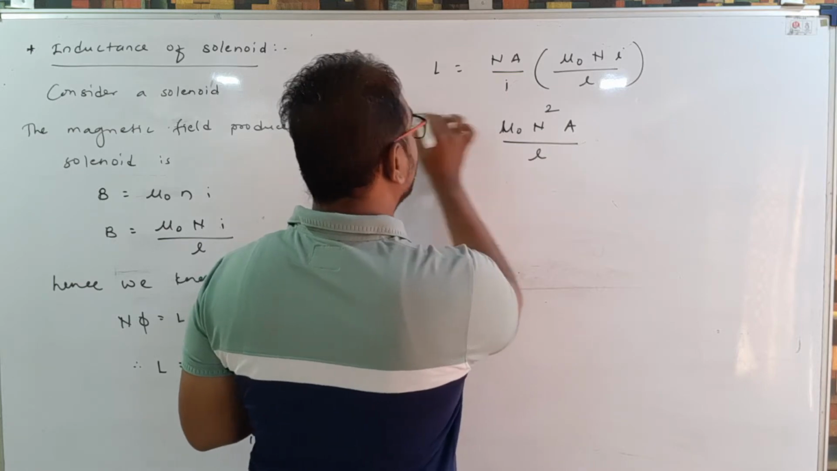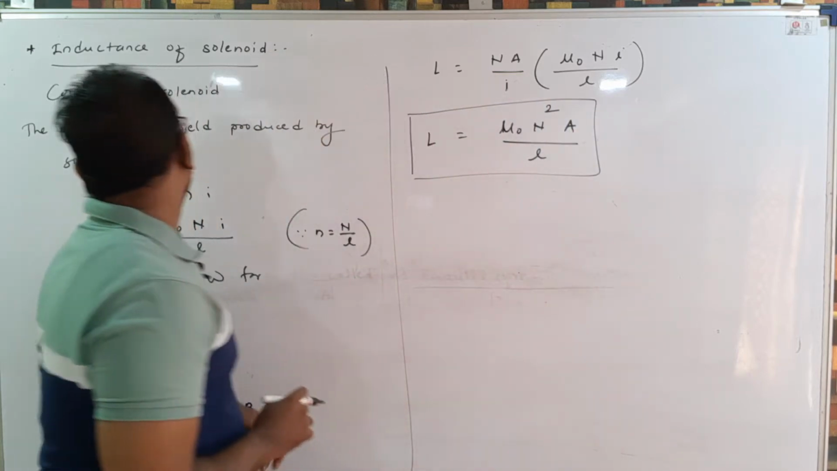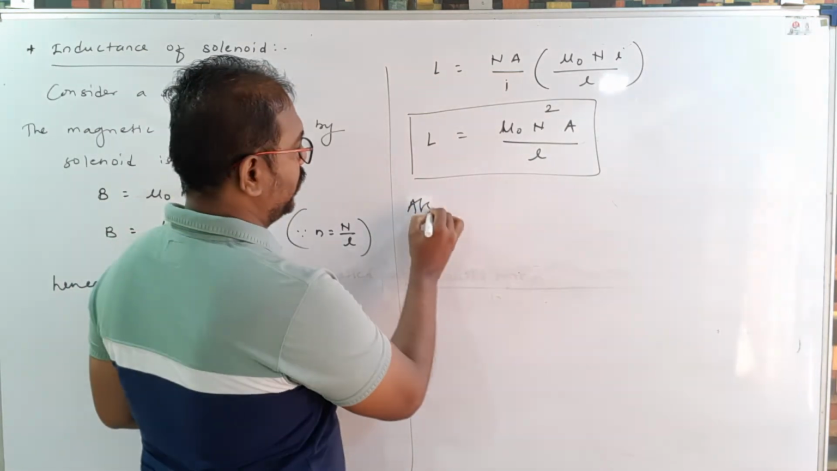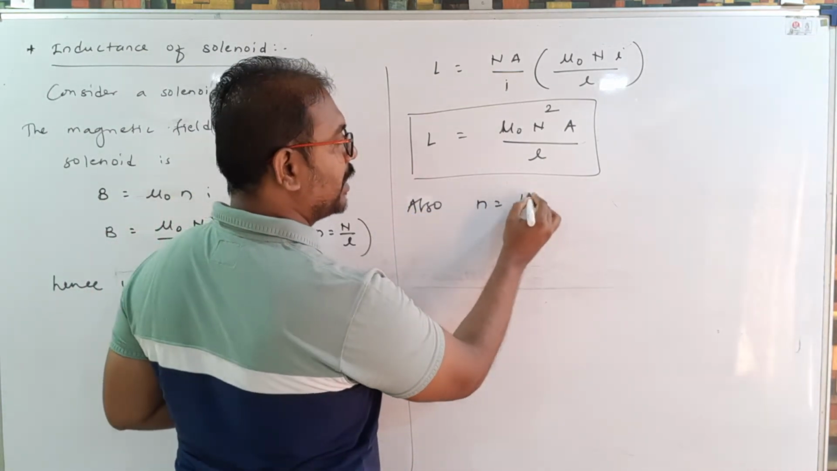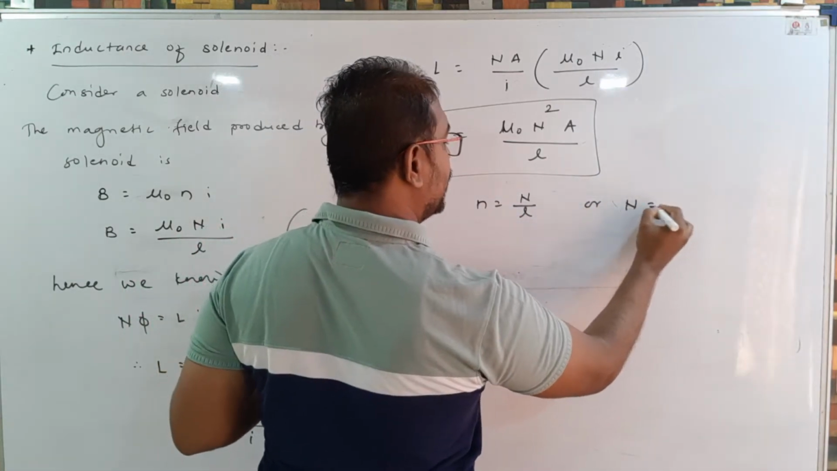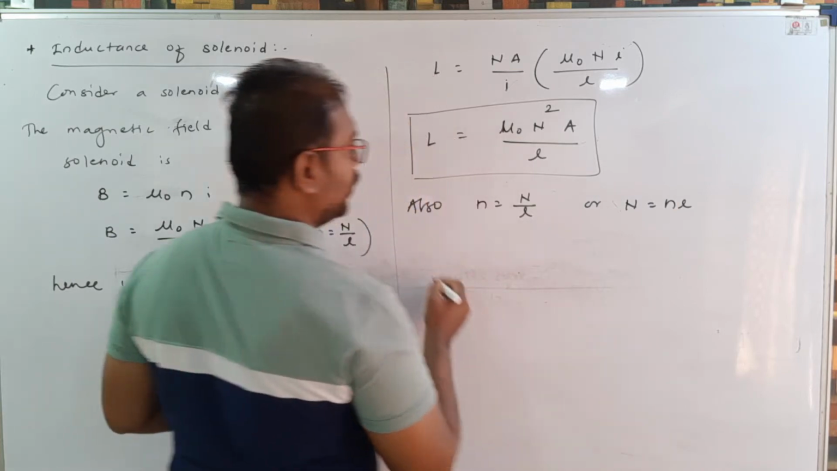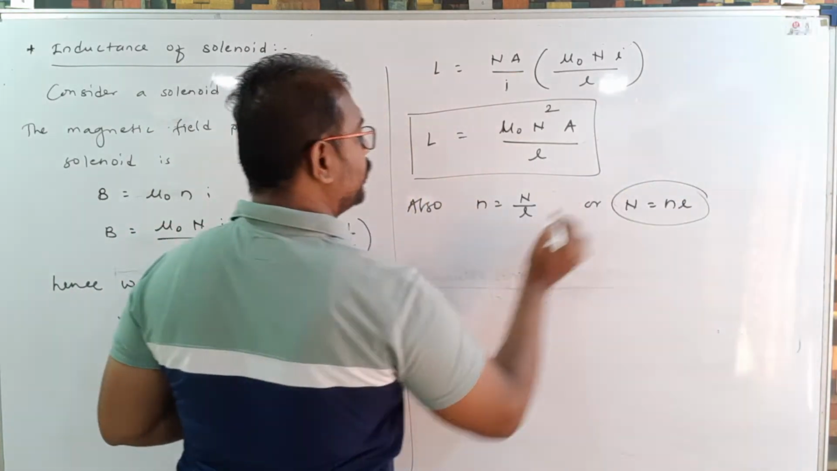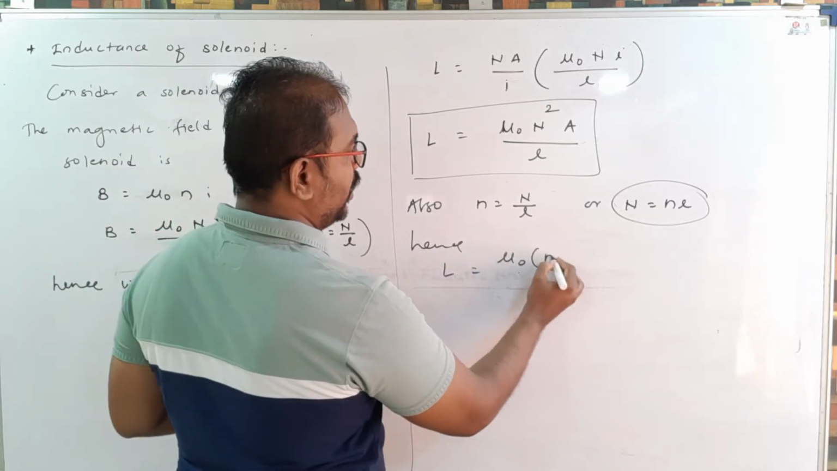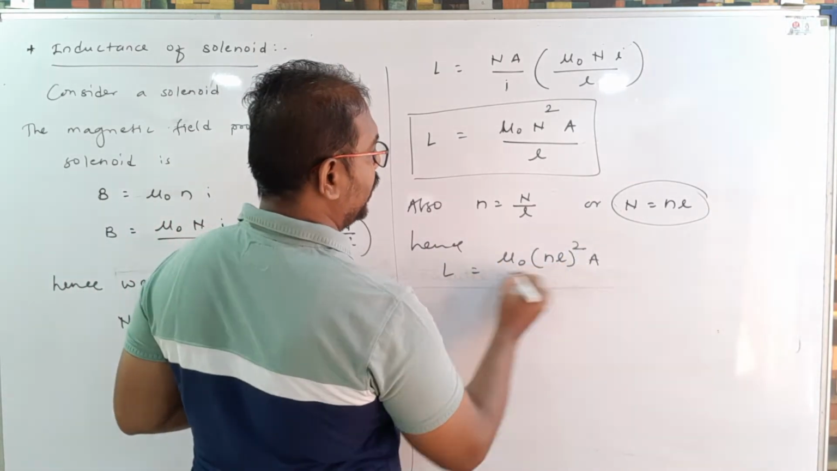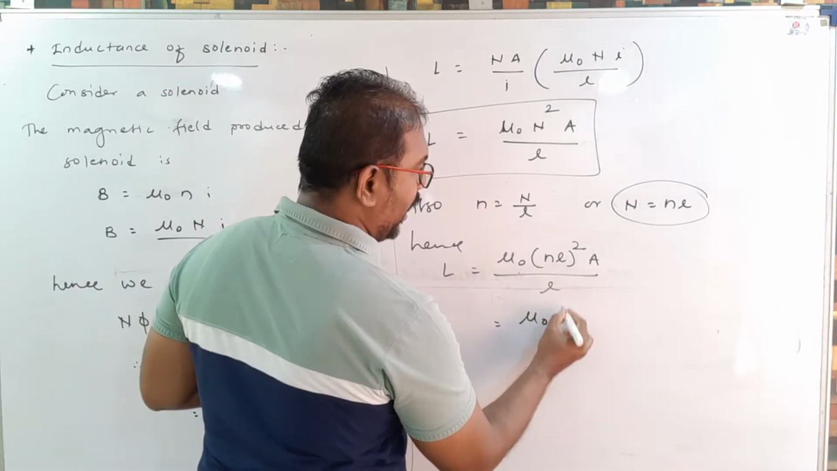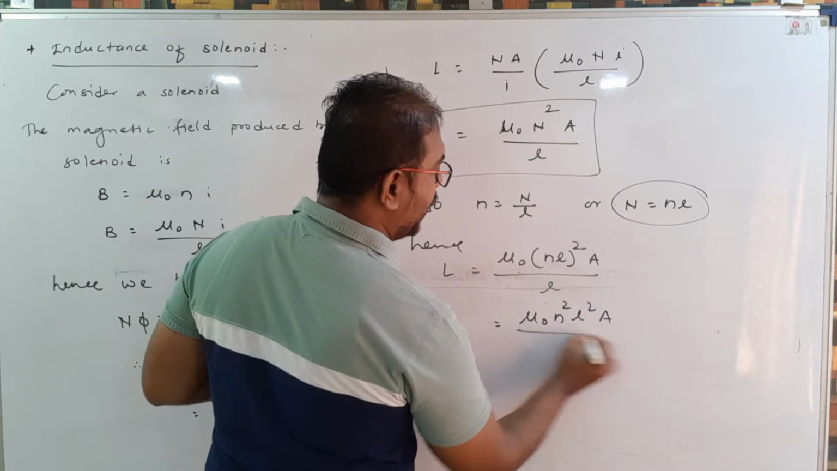So this is the formula for inductance of solenoid. Also the same formula we can write. Small n is capital N by L, or we can write capital N is equal to small n into L. I substitute this. Hence L is equal to mu 0 n L square into this A divided by L. So this formula we can write as mu 0 n square L square A by L.